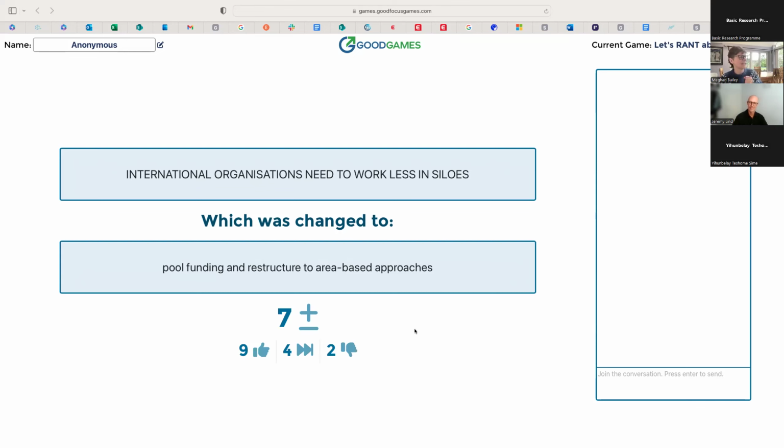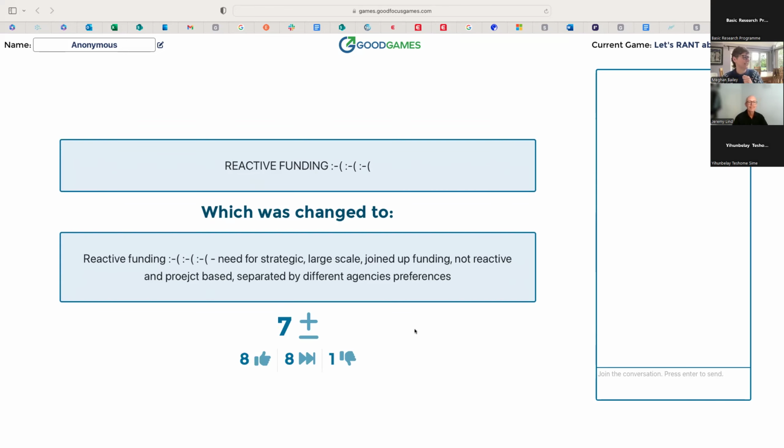And then I think there's one more. Reactive funding. The adjustment is we need strategic, large-scale, joined-up funding, not reactive and project-based, separated by different agencies and preferences. So I think there's a couple of them that came to the top 5 that are really focusing on this. Need for the support to be systemic and predictable, not just for households, but also the institutions delivering it, and not be projectized, not just to be reactive, and to be planned out, to be joined up, to be sufficiently funded, and so forth. That seems to be really resonating with lots of people.